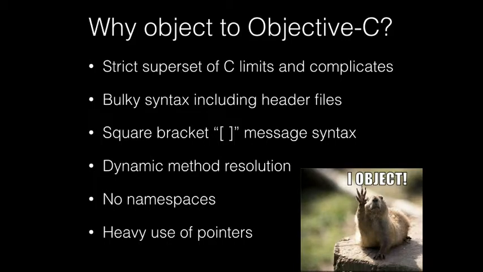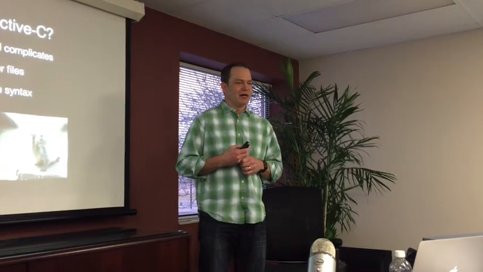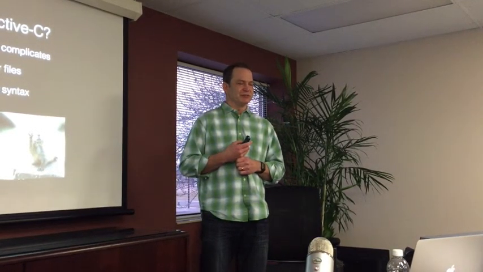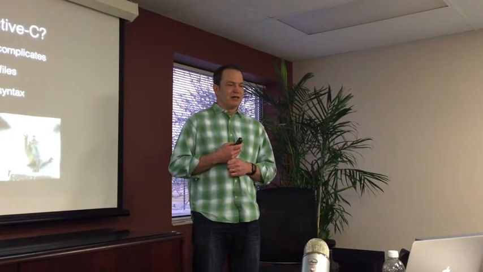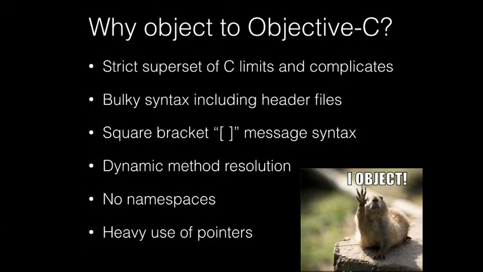There's dynamic method resolution, which means that you can write code that's going to crash at runtime and the compiler won't catch it. You can send a message, which is similar to a method call, to a method that's misspelled or doesn't exist. There's no namespaces in Objective-C, as I alluded to with the NS prefix, and heavy use of pointers.